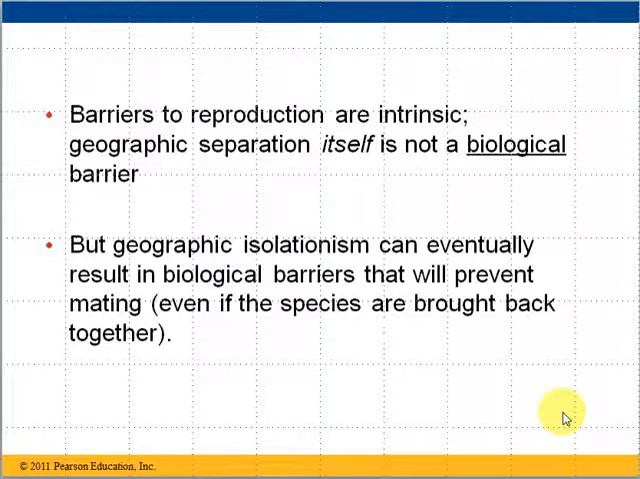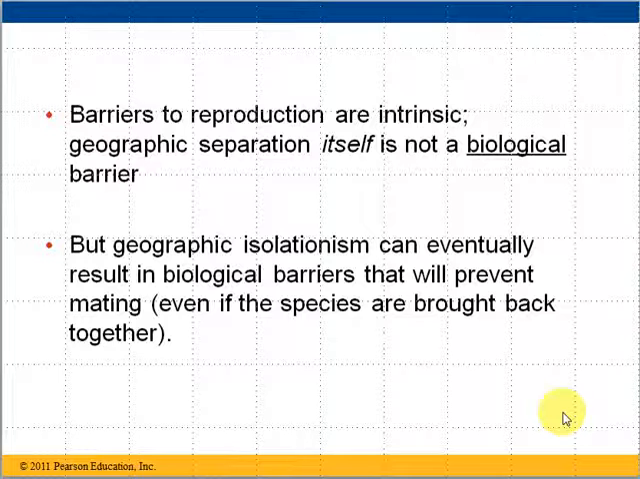But for many creatures who can't hop on a plane, geographic isolationism eventually does result in biological barriers that will then prevent interbreeding between those populations, even if you bring them back together. So for most creatures, if you geographically separate them for a long enough period of time, they will develop various biological barriers and genetic differences that even when you bring them back together, they can't interbreed.